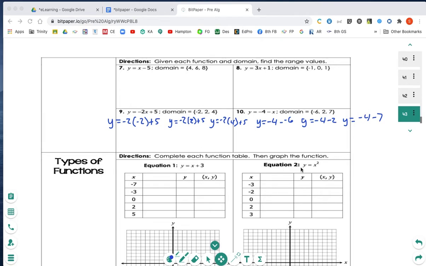Now let's look at it. Another way of doing it is not necessarily putting in the function table, but we can also just quickly generate an equation.